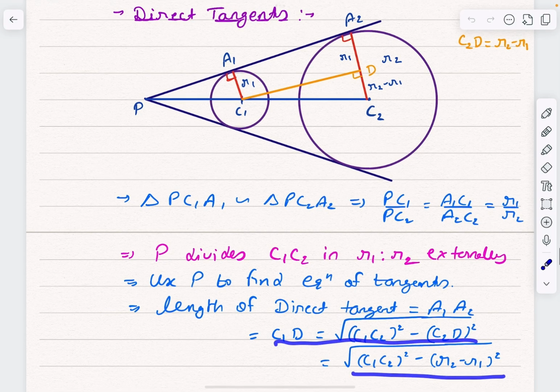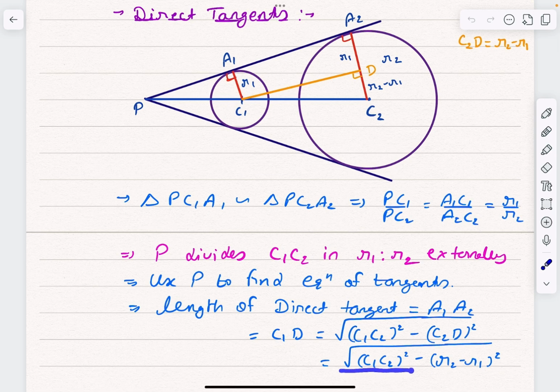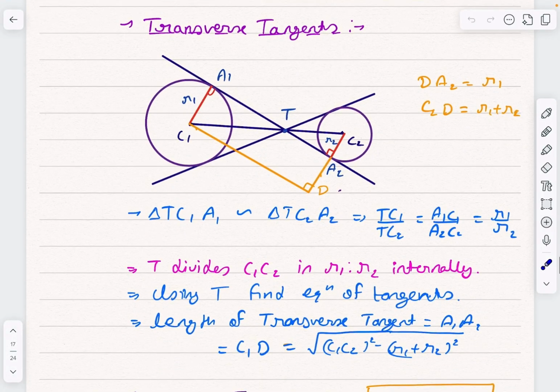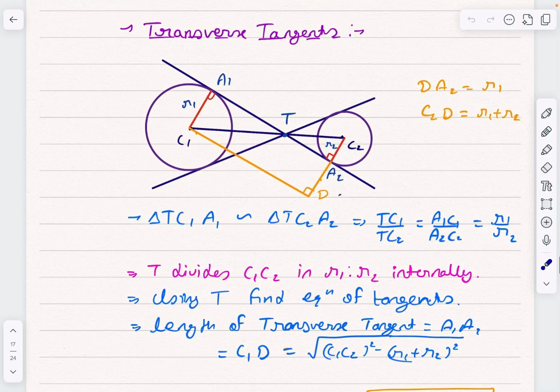So finally, the length of direct tangent comes out to be square root of C1 C2 square minus R2 minus R1 square. This is important, guys. Directly, we have to use this formula in many good problems. Okay, next. Next, we have transverse tangents. In this case, the tangents look something like this.